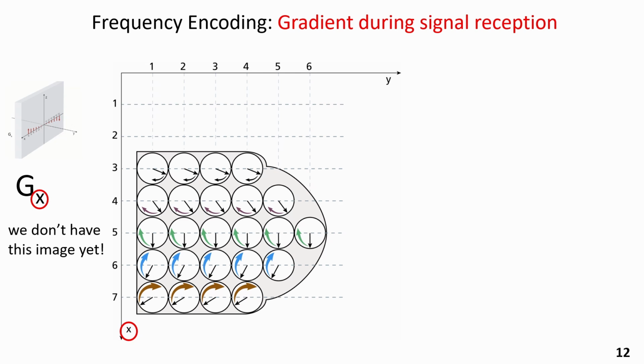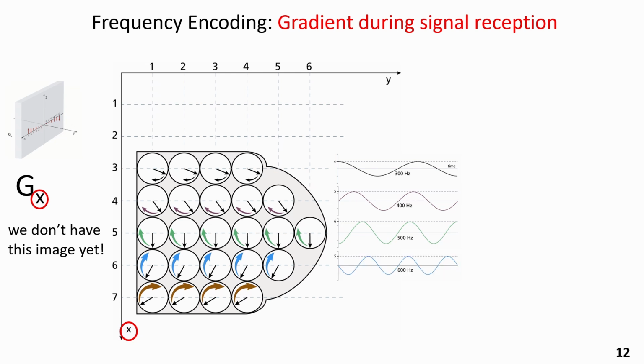Each row transmits a separate signal with a different frequency. Black at 300 Hertz, brown at 400 Hertz, green at 500 Hertz, and so on. Note that the strength of each signal depends on how many spins are at each frequency. 4 for black, 5 for brown, 6 for green, and so on.